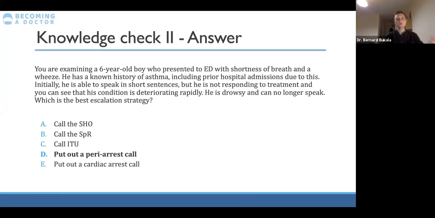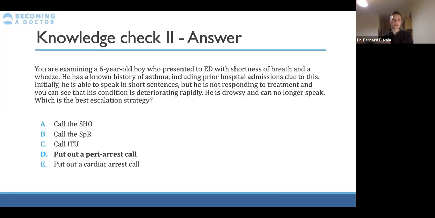Now, call ITU. So yes, you could call ITU. But the problem with calling ITU is that when you call ITU, you need to refer the patient to them. So you need to tell them the whole story, you need to tell them what's happening, you need to tell them to come and assess, etc., etc. And that's going to take a lot of time. So if a patient is unstable, as this boy is, and deteriorating quickly, and has now become drowsy, what you really need to do is put out a peri-arrest call because you need people to come immediately. You don't have time to be referring this patient because this patient might stop breathing at any minute.